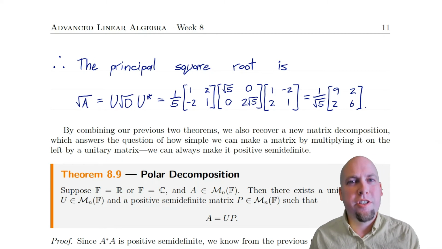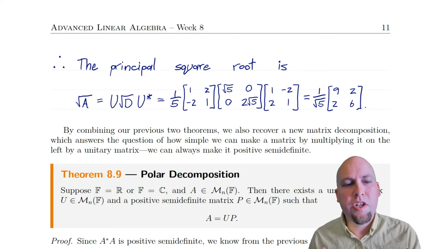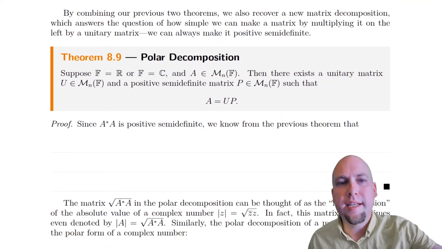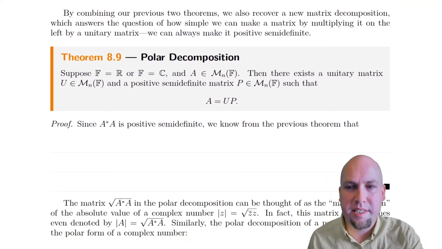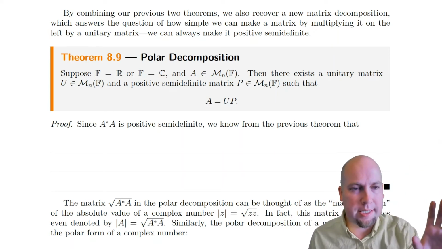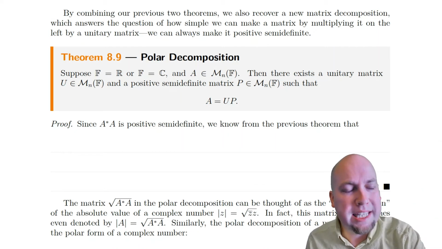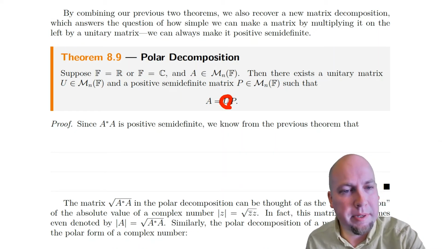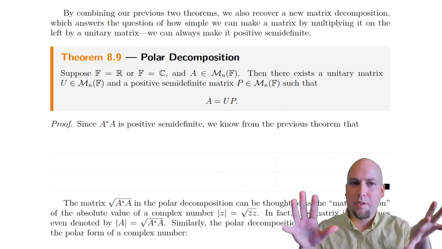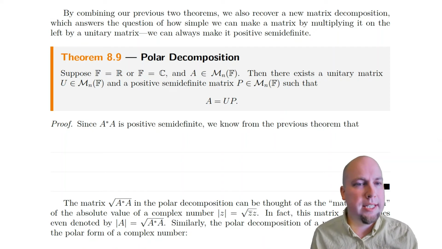Now we're going to use the principal square root of a positive semi-definite matrix to prove a new matrix decomposition that applies to arbitrary square matrices. This decomposition is called the polar decomposition, and what it says is that if you have any square matrix, real or complex again so that we can talk about positive semi-definiteness, then you can break that matrix down into a unitary matrix times a positive semi-definite matrix. We'll talk about how to interpret this theorem in a second, but for now let's prove it.